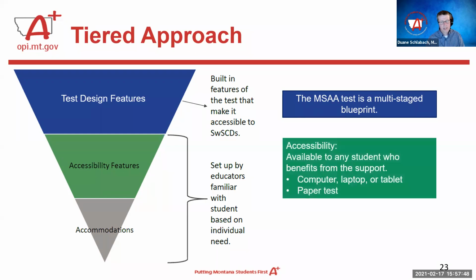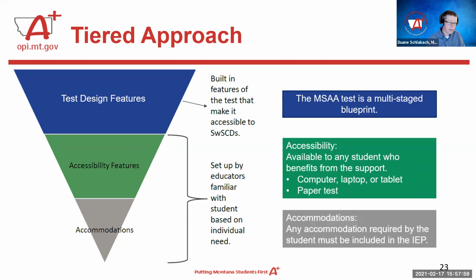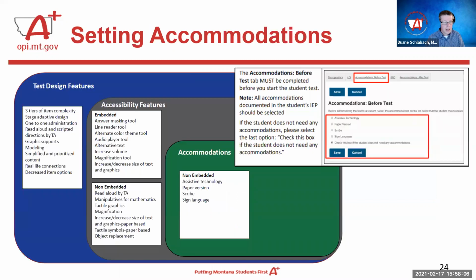And then the accessibility features are available to all students who qualify for an alternate assessment, and include supports for both a computer or paper version of the test. And any accommodation required by the student must be included in their IEP. And I don't want this slide to become overwhelming. I'm giving it to you to give you an idea of the number of available accessibility supports and accommodations within that MSAA portal.